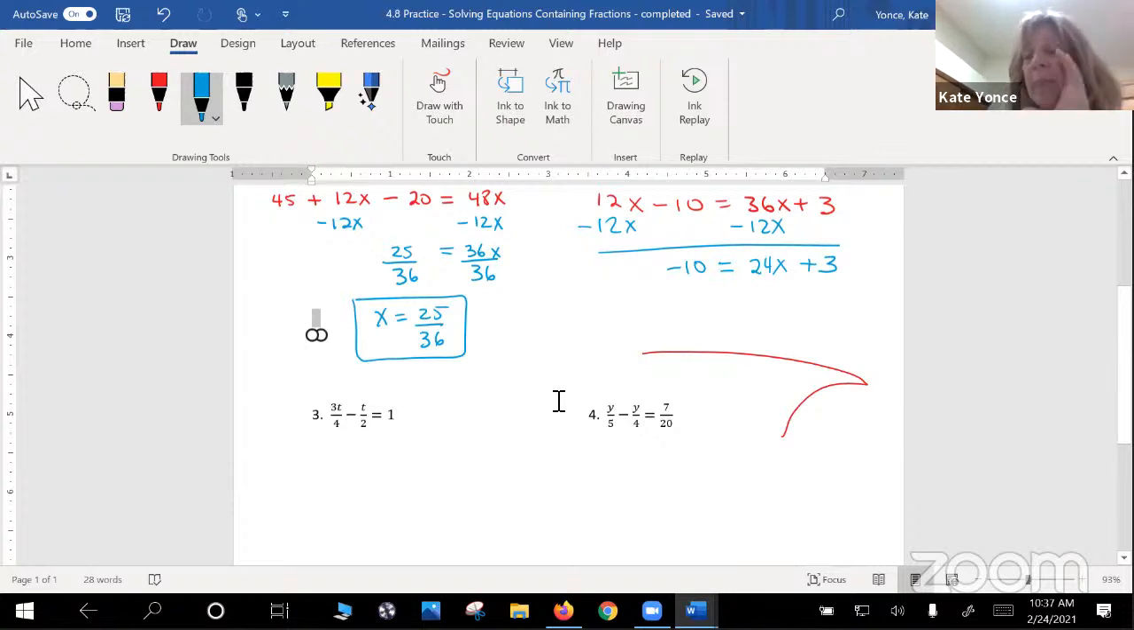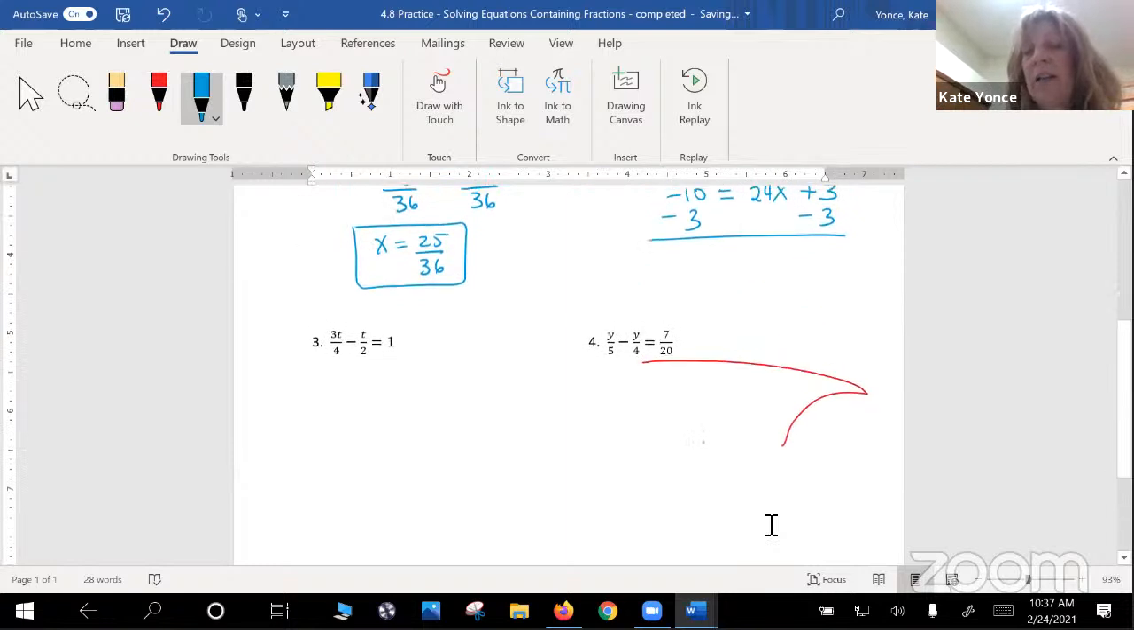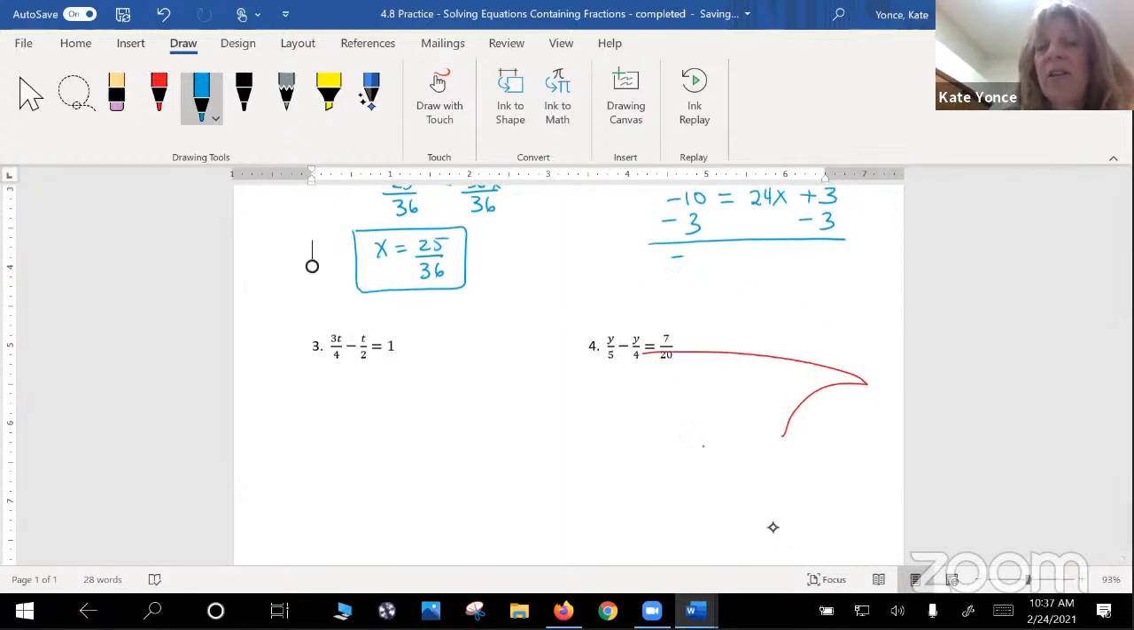Wait, hold on. I'm a little confused here. Negative 13 equals 24x. Yeah, you would move your 3. Patches, you're fine. You did your way. She's doing her way. You guys are both fine. We're just doing it differently. So now what? You said you got negative 13 equals 24x. And now what? Then divide both by 24.